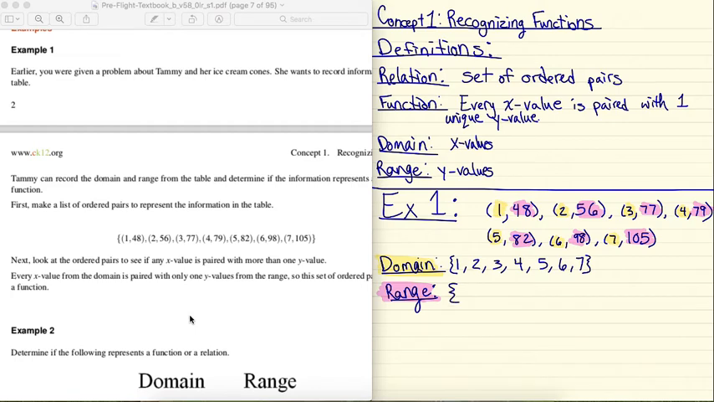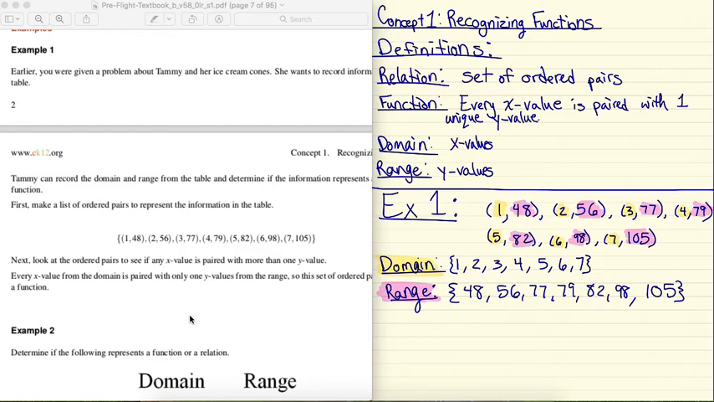So I'm going to write those out in a list. So 48, 56, 77, 79, 82, 98, and 105. So if a problem is asking you to identify the domain and range of a set of ordered pairs, your domain is going to be the list of all the X values, or all the first numbers. Your range is going to be the list of all the Y values, or all the second numbers.